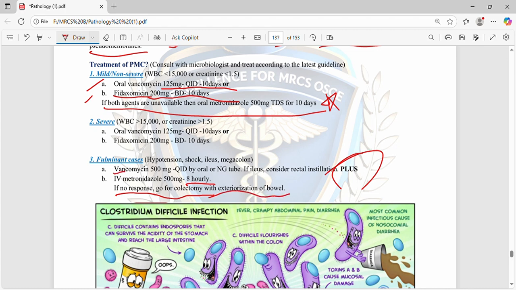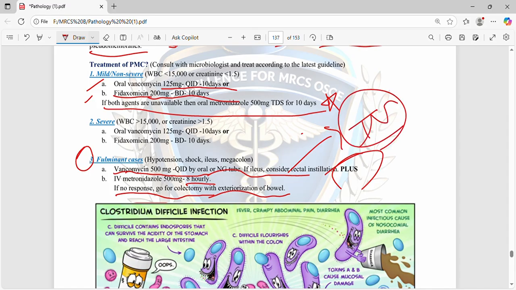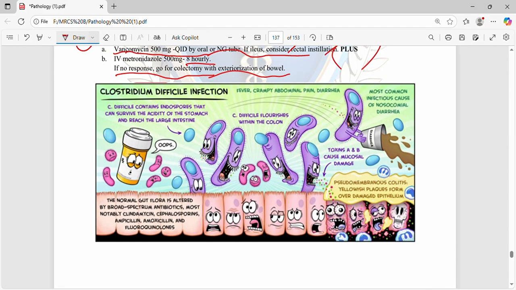So look at this fulminant management: vancomycin 500 mg QID by oral or NG tube. Why not IV? Vancomycin is never given IV because it will not diffuse into the gut lumen. So that's why. And this is a diagrammatic representation of the Clostridium. Clostridium will attack this, which leads to inflammation, and inflammation will cause eruptions of neutrophils in the form of pseudomembrane, abscesses from crypts, and this will cause Clostridium difficile colitis.